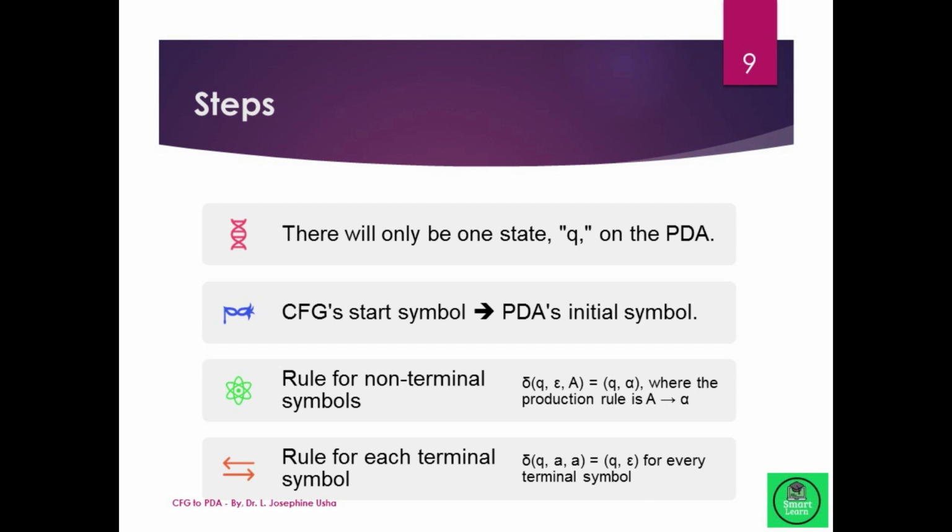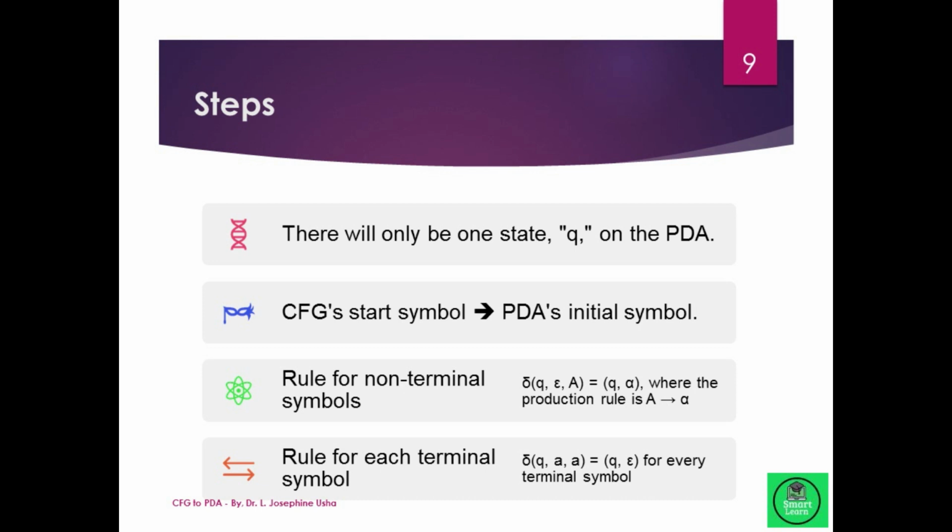So next you write the transition rules, okay? For every non-terminal as well as terminal, we have to write the transition rules, okay? For example, we have a non-terminal A and have the production A tends to alpha, okay? And the equivalent transition rule is delta of q comma epsilon comma A equal to q comma alpha, where A is a non-terminal present in the left hand side of the production, and alpha is a set of terminals or non-terminals present in the right side of the production, A tends to alpha.